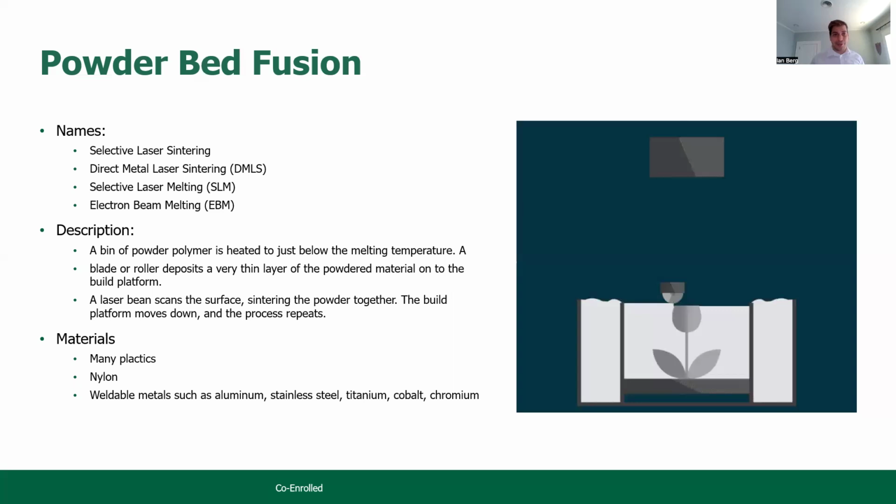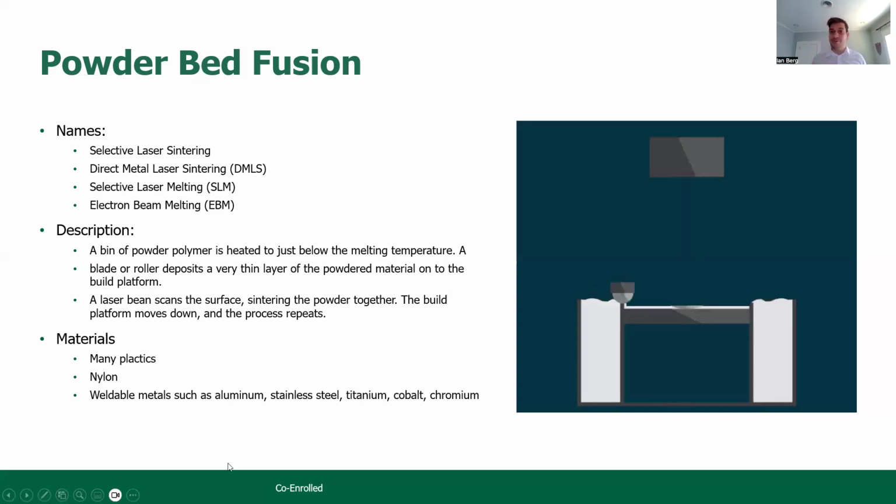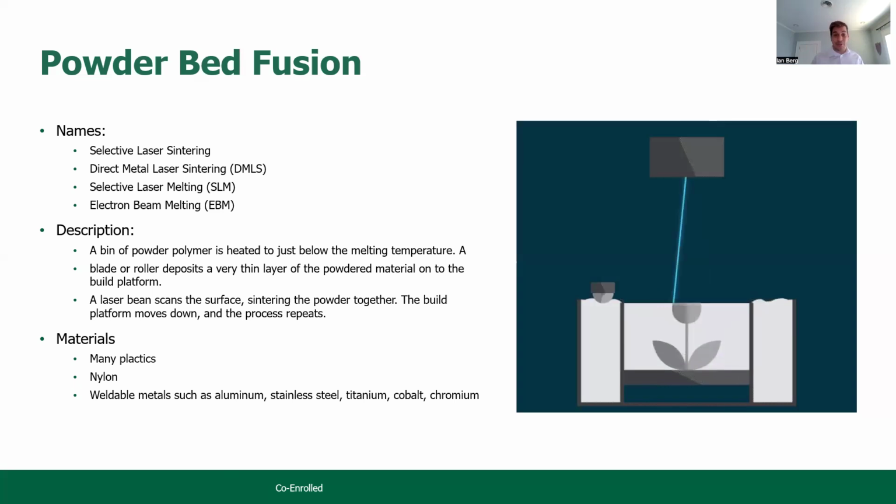The other really cool thing about this technology is you can actually 3D print metal with it. Instead of having little bits and tiny particles of plastic, you can have tiny particles of metal, and then the laser is basically flash welding those metal bits together. So you can actually 3D print in aluminum, stainless steel, titanium, cobalt, and chromium.